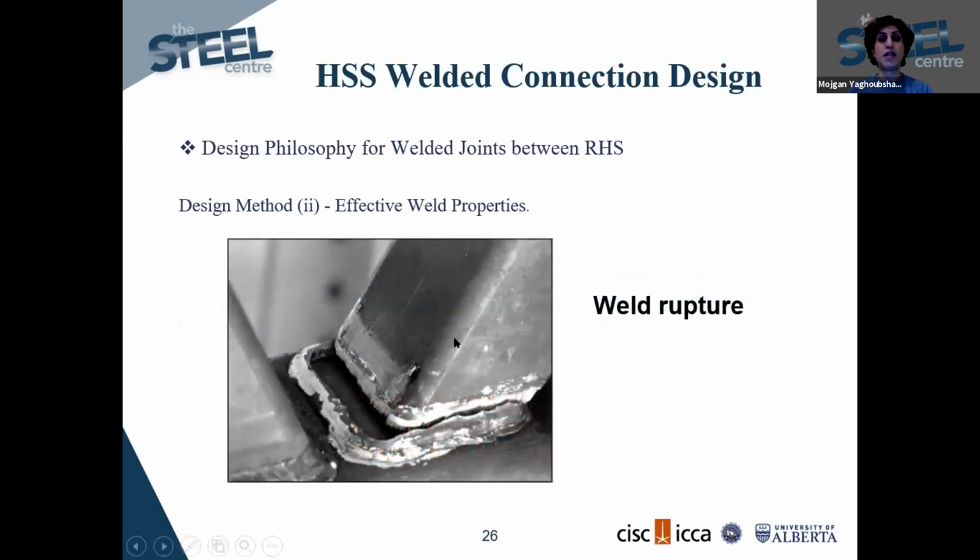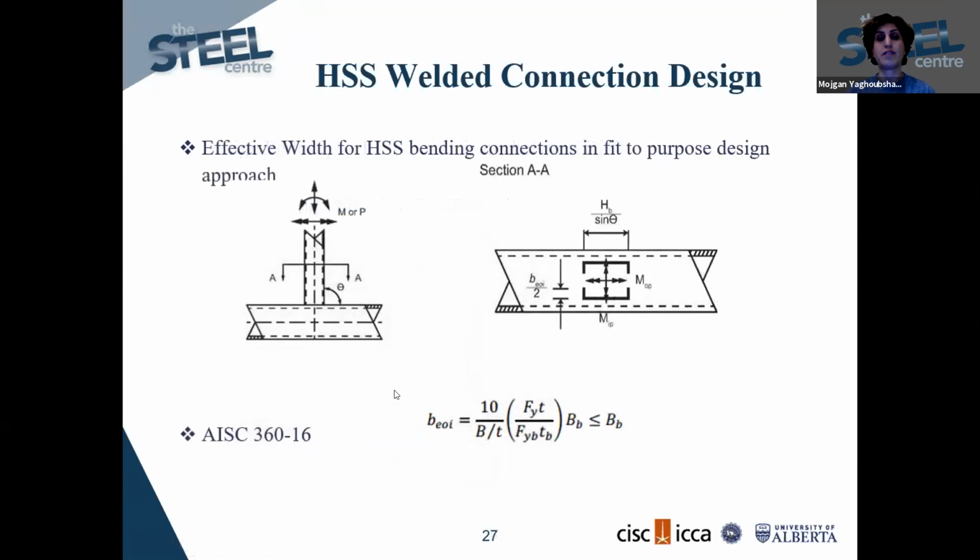Based on the second approach, it is assumed that the fracture actually happens in the weld, not that the entire branch would yield. So the failure would happen in the weld, not in the branch. These are the design requirements, the design formula presented by AISC to design the weld based on the second approach, which is a fit-for-purpose design method.